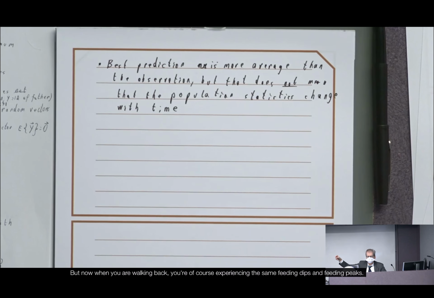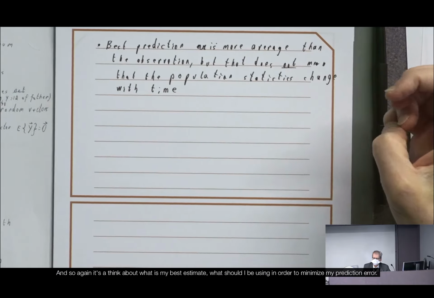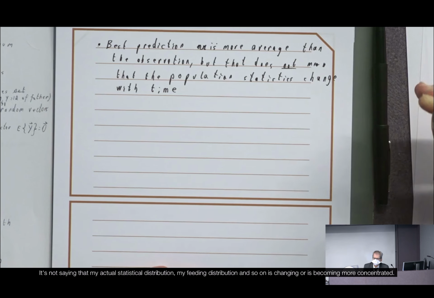But now, when you are walking back, you're of course experiencing the same fading dips, same fading peaks, everything the same as when you were walking in that direction, because you're just in the same location again. And so similarly, you have to say that my distribution of the fading is not going to change. It's not going to depend on whether I go in this direction or that direction. So again, it's about what my best estimate is, what I should be using in order to minimize my prediction error. It's not saying that my actual statistical distribution, my fading distribution and so on, is changing or becoming more concentrated.